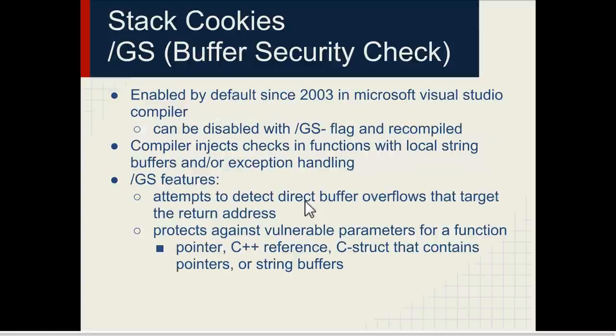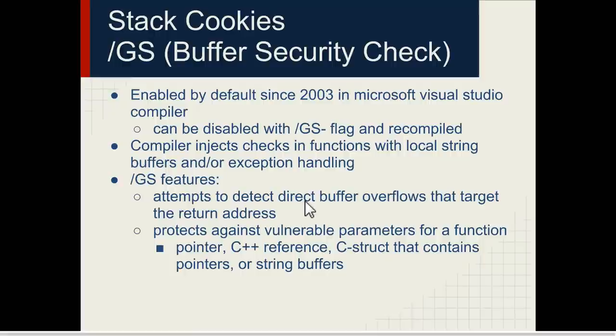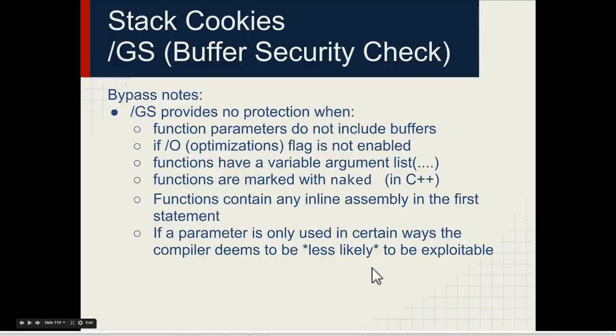And so these were enabled by default in 2003 and can be disabled with the GS minus flag when you recompile something. And the rest is pretty straightforward. It also protects against vulnerable parameters for a function, which are specifically any pointers, a C++ reference, C structures that perhaps contain pointers or string buffers that are passed along to a function.